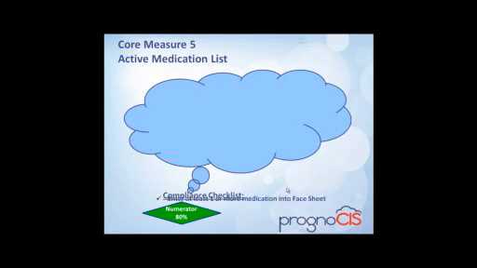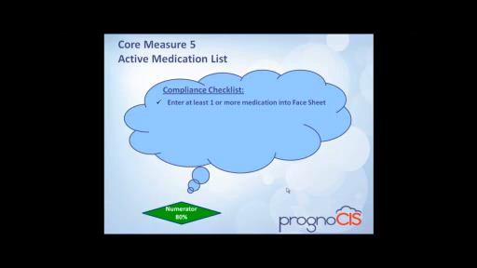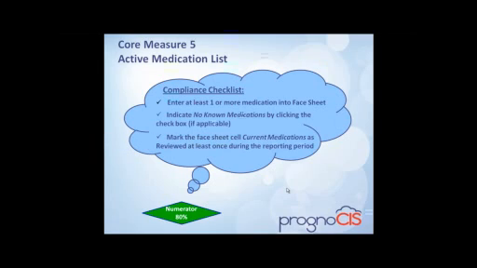So, again, to summarize Core Measure 5, we want to make sure that on our face sheet in current medications, you are entering at least one or more medications that the patient has been prescribed, or, if applicable, indicate that there are no known medications by clicking the checkbox. And we want to make sure that we are marking the face sheet cell as reviewed at least once during our reporting period. The main objective is to make sure that you are not ignoring the active medication list on the patient.